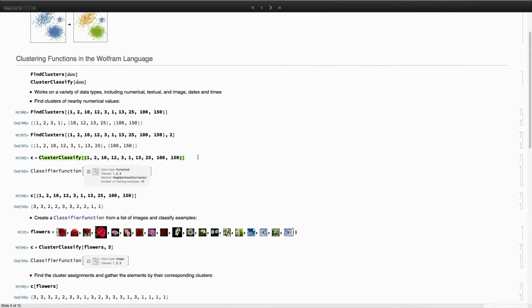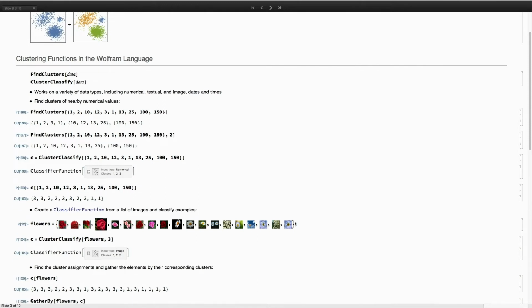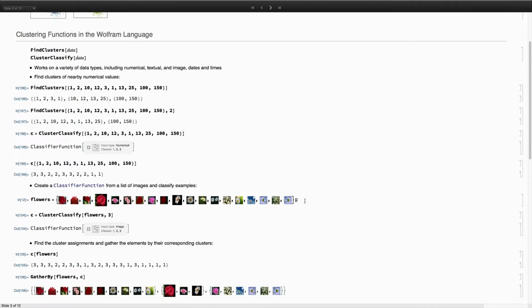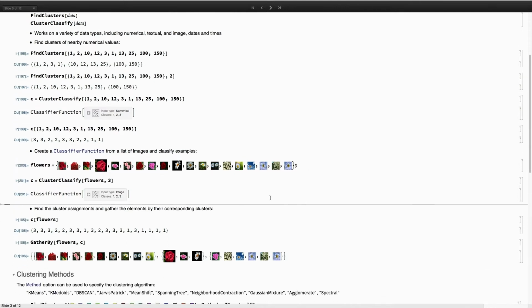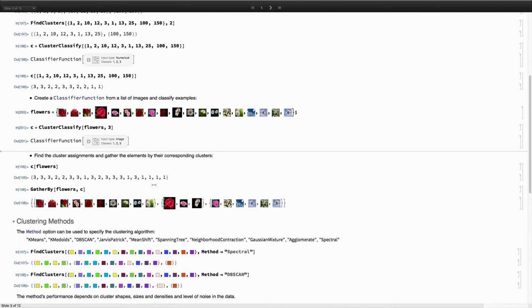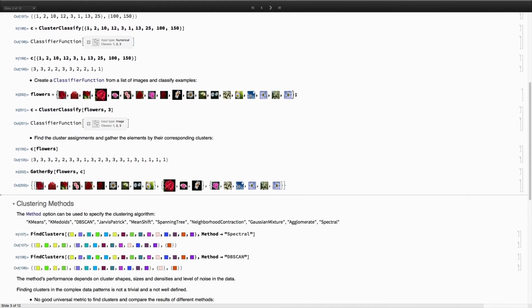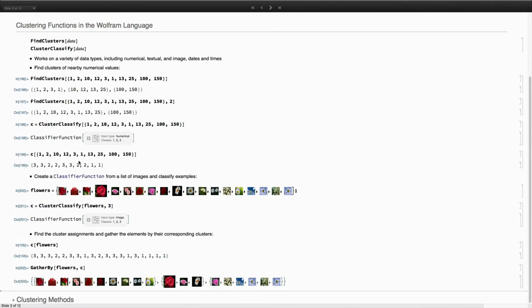The other function is a cluster classifier, which returns a classifier function. You can train it on a set of data, and then you can use it for your test data, which returns the index of the clusters associated with each of your examples. As I told you, it works on a variety of data like images. Let's look at training a cluster classifier on images, asking for 3 clusters, and you can gather those by their cluster index.